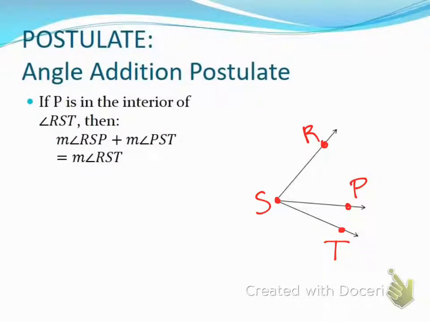All right, our postulate for today is the angle addition postulate. If point P is in the interior of this angle RST, then if we take the measure of angle RSP and add it to the measure of angle PST, we should get the measure of angle RST. It's much like the addition postulate we did with the segments earlier this week.